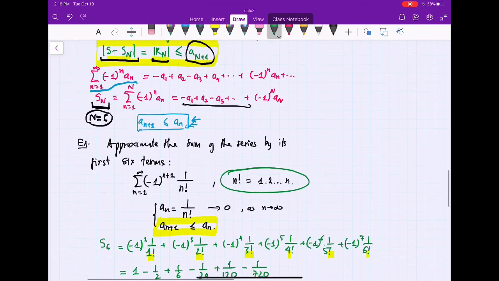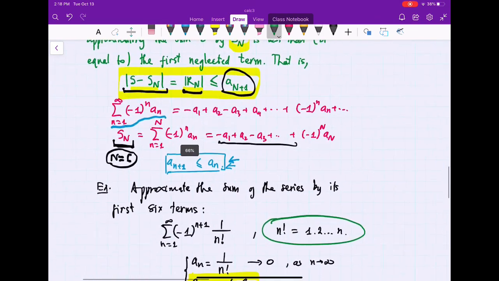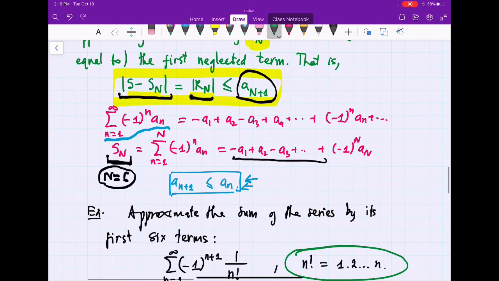So basically, this is how we can approximate an alternating series using this inequality. And of course, we need this condition. So if your alternating series satisfies the alternating series test, you are free to use it, because this condition is already in the alternating series test. Does that make sense?